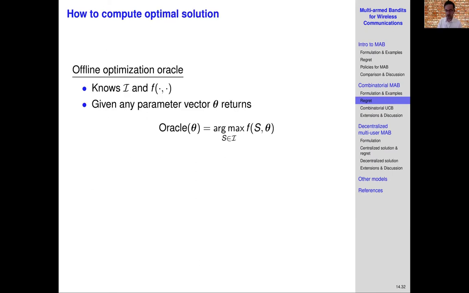Since we are considering a combinatorial setting, even computation of the optimal superarm when the problem parameters are known is a difficult problem. For this, the learner resorts to offline optimization oracles. The oracle knows the feasible superarm set. It also knows the structure of the reward function. And given a parameter vector theta that represents the expected base arm outcomes, the oracle returns the arm which maximizes the reward under the given parameter.